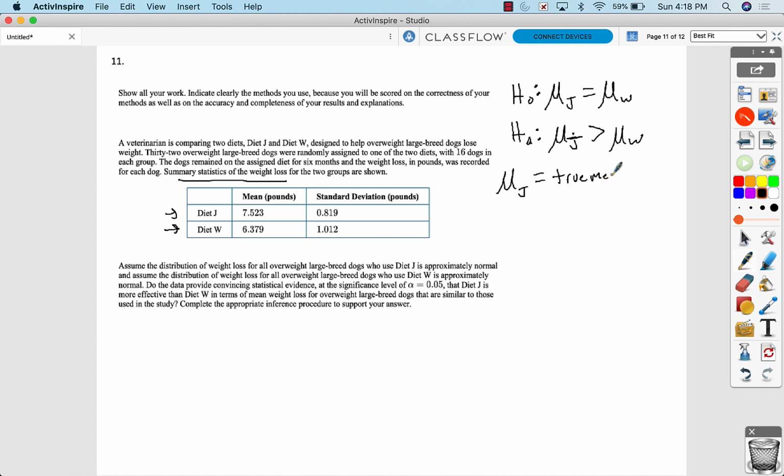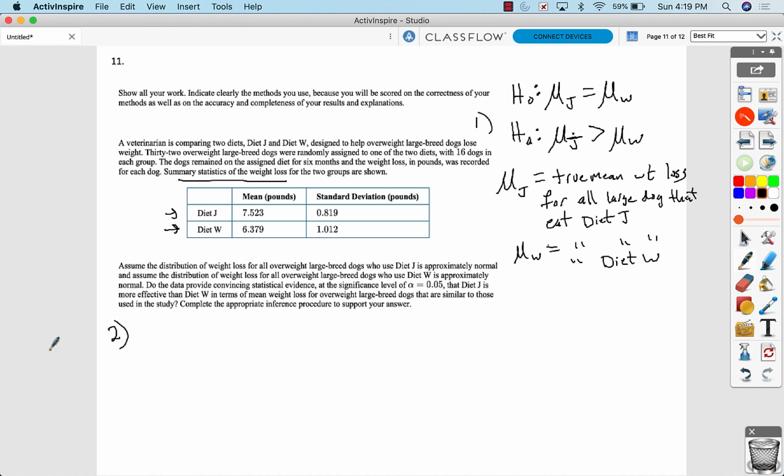So this is the true mean weight loss for all large dogs that eat, not ate, that eat diet J. What's mu W? Okay, the same thing, but diet W. Okay, that's one. Okay, now let's go to section 2, which is this is the state, this is the plan, these are the conditions.